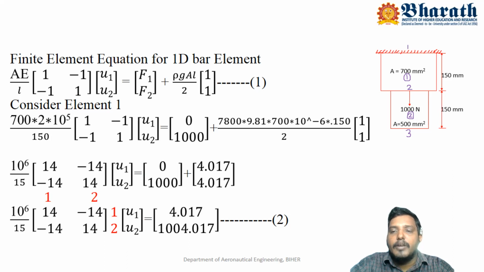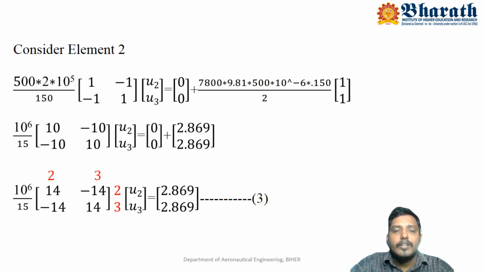This is the finite element equation for element number 1. It consists of node 1 and 2, so the top red color indicates 1 and 2 as the respective nodal locations. Here we already assigned the 1000 Newton to node 2 in element 1. So while developing the finite element equation for element number 2, we need not assign 1000 Newton again, because it is a geometric loading condition. You have to assign it at any one location.